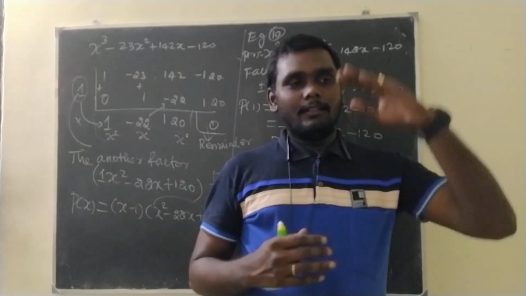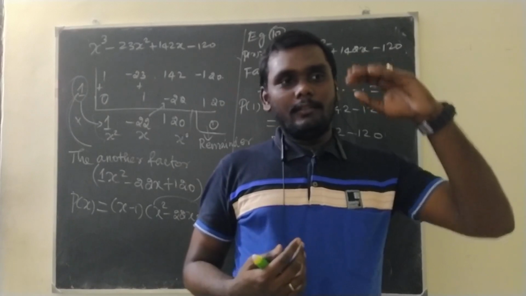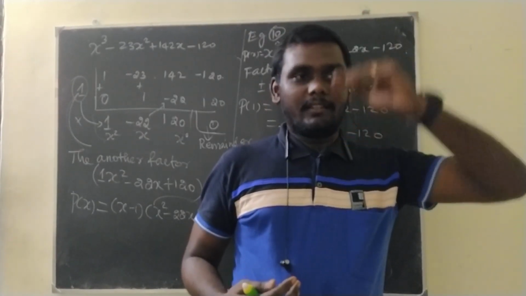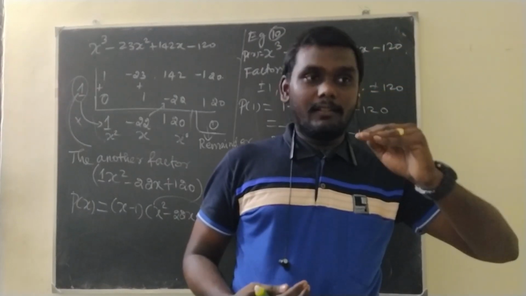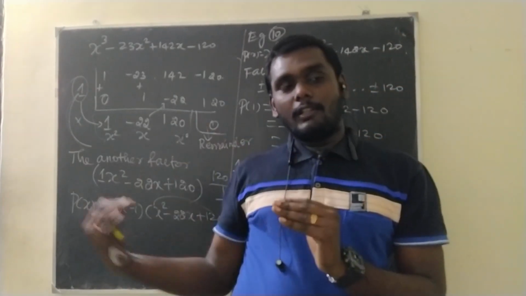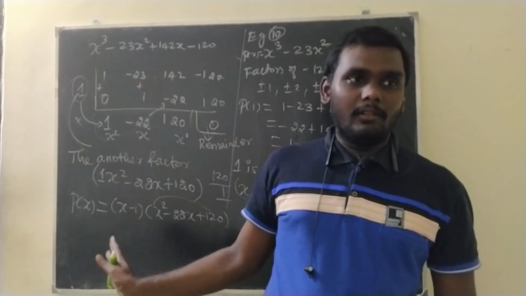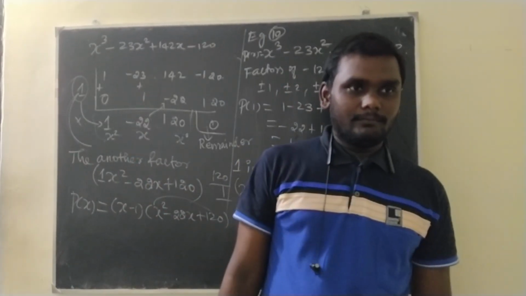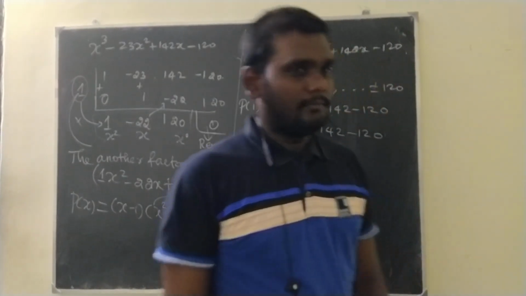To find zeros or to find the solution, the very first step is factorization. Once you find the factors, by equating the factors to 0, we can find the solution. So, this is the first step only; we are not solving it. Clear?